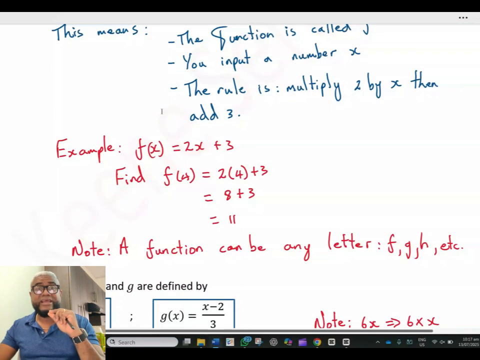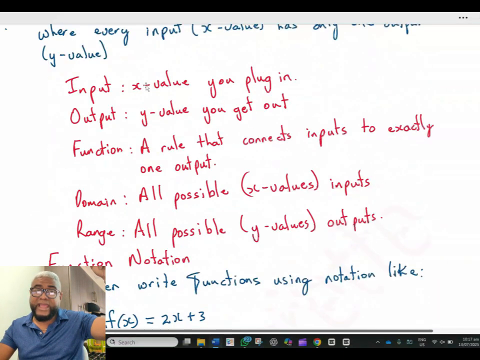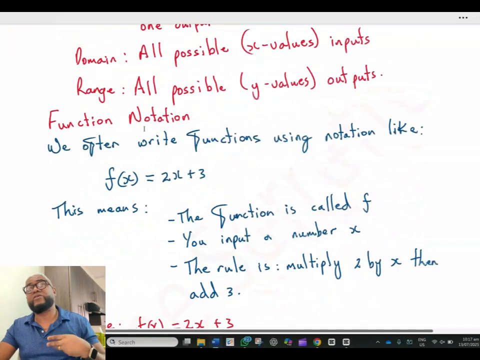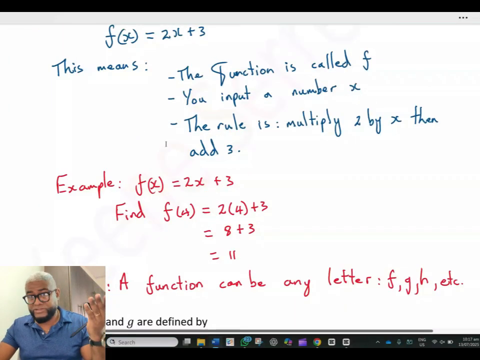Look at this question here. They gave you an example. They said f of x is equal to 2x plus 3. Find f of 4. Now, who can remember what 4 is? 4 is my x value, which is my input, and we're trying to find y, which is my output.